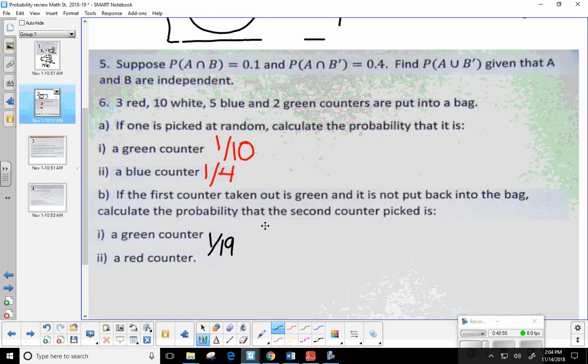So what are we going to have to do with those two probabilities? We're going to have to multiply them. 2/20 times 2/20, or 1/10, whatever you want to do. So I'm looking for 1/19 times 1/10, which is 1 over 190. So very low odds.